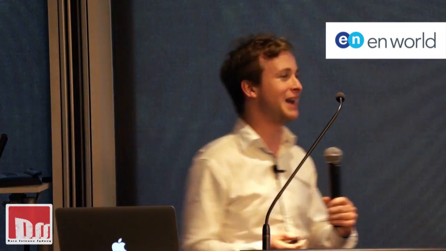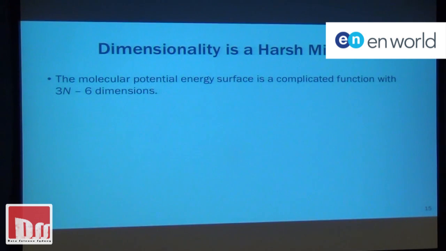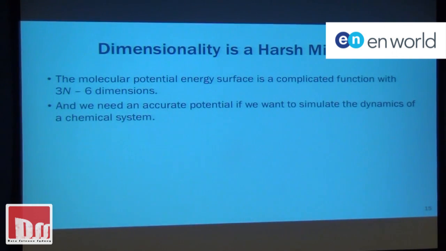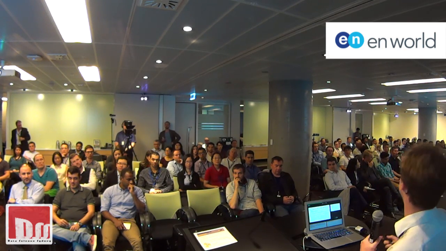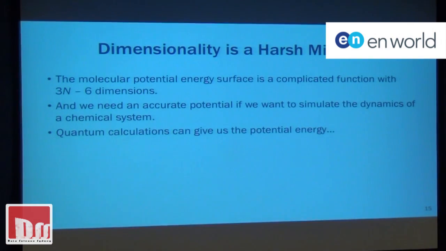So in general, the molecular potential energy surface is a complicated function with 3N-6 dimensions, and the vast majority of the time we can't write it down mathematically. But we need an accurate potential if we want to simulate the dynamics of a chemical system. So we can perform a quantum chemical calculation, but I'll come back to how we do those a bit later. If we perform a quantum chemical calculation, we get the potential energy, but quantum chemical calculations can be expensive. They can take anything from a few seconds to a week or a month. And when in a simulation you need on the order of hundreds of millions of potential energy calculations, you just can't calculate it directly. So we need to do something else.